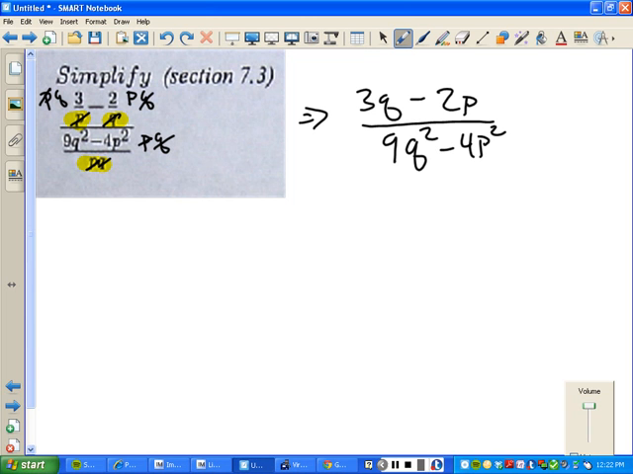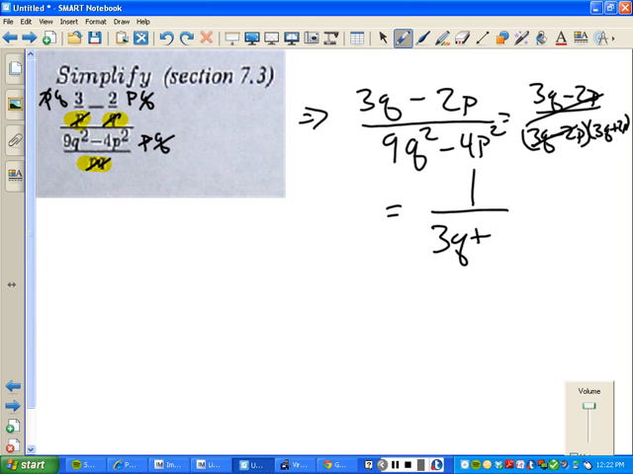Okay. Now, what are you going to do there? Factor the bottom piece. 3Q minus 2P over 3Q minus 2P, 3Q plus 2P. This and this cancel, leaving me with 1 over 3Q plus 2P.